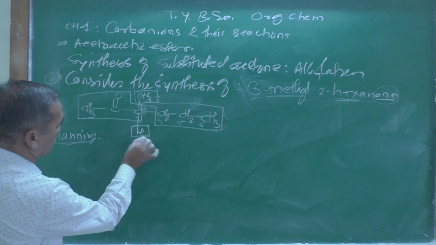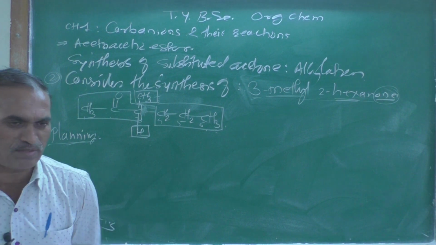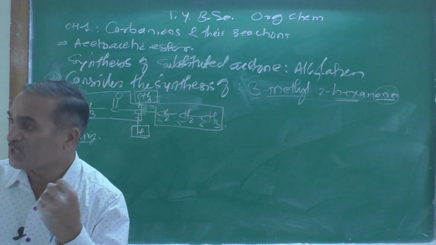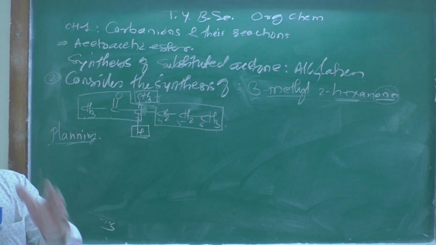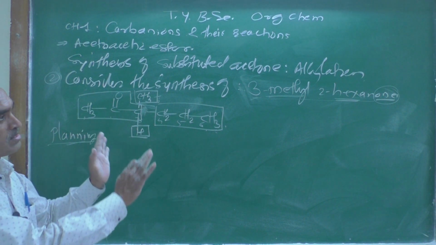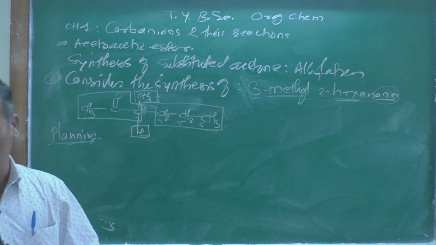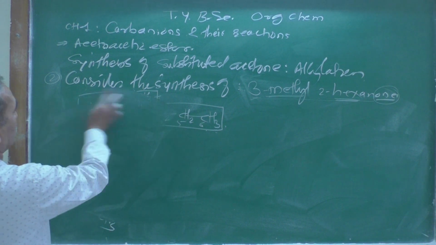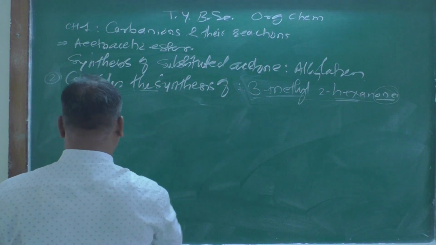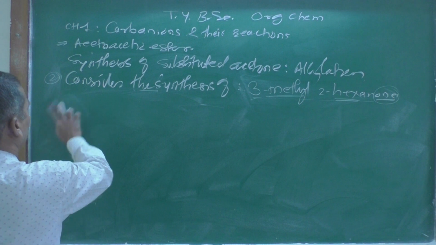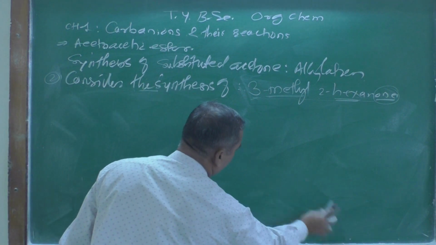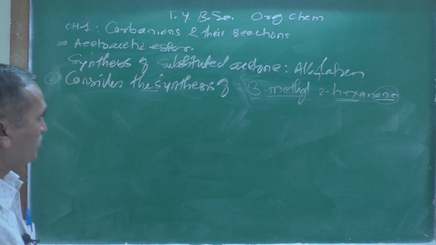And this hydrogen atom, where is it coming from? This hydrogen atom is coming from the solvent in the protonation process. This is a simple planning of this compound. Now let us start the synthesis of this. Now how do you synthesize? First, half mark is given to the planning, and half mark is given to the synthesis of this compound.